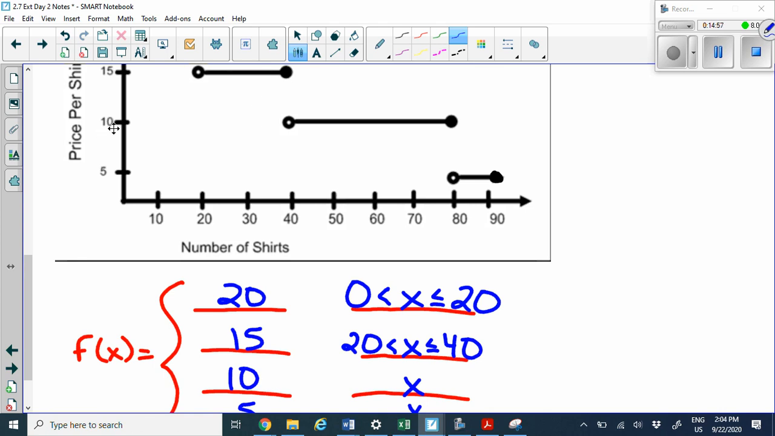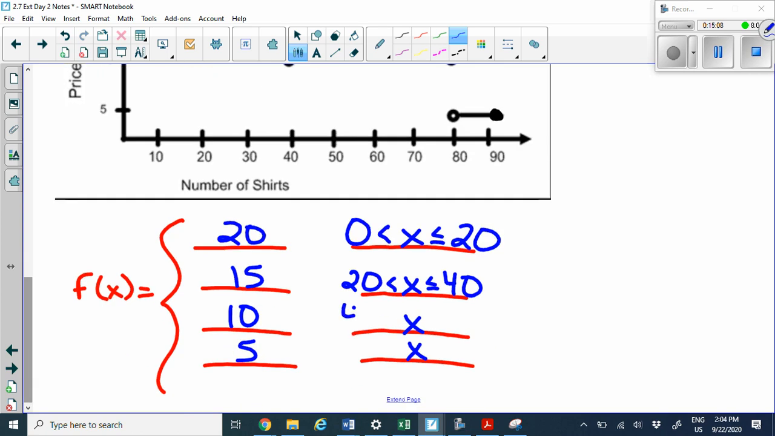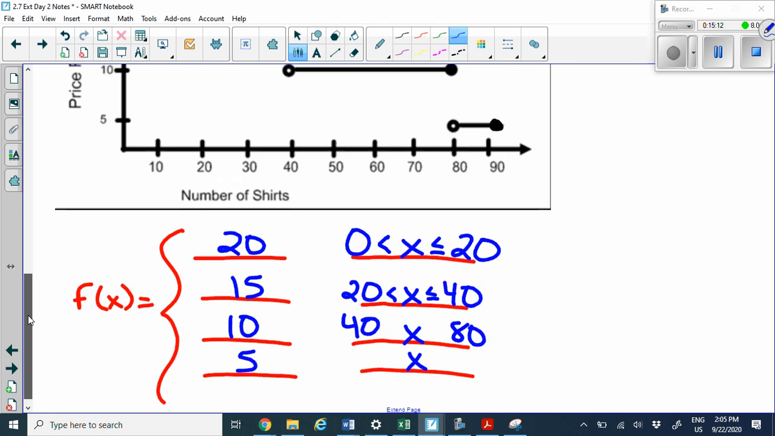So for when our equation's at 10, we have an open circle at 40 here, and then we have a closed circle at 80. So those are going to be my two numbers for my restriction. Notice that at 40, it is an open circle, so there's no equal bar. And then at 80, it is closed, so we do have an equal bar. So we got 40 is less than x, and x is less than or equal to 80.